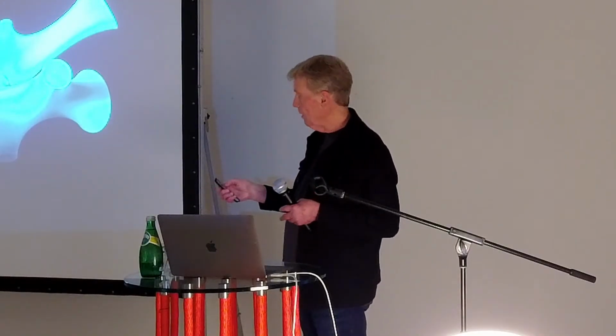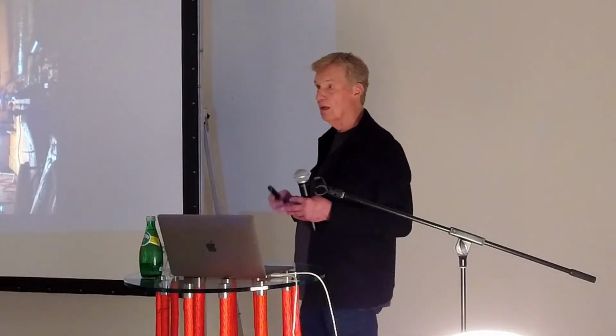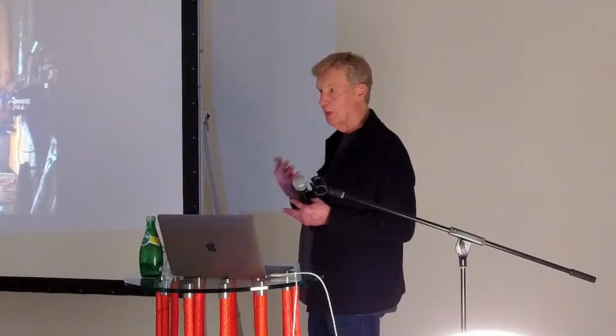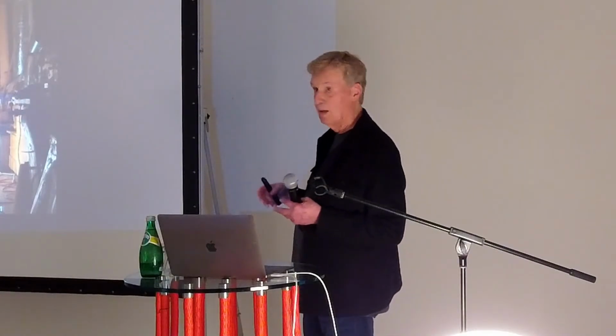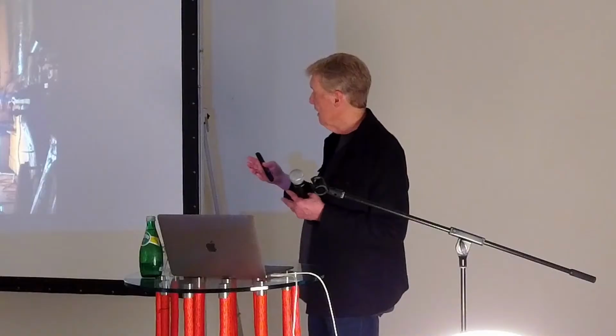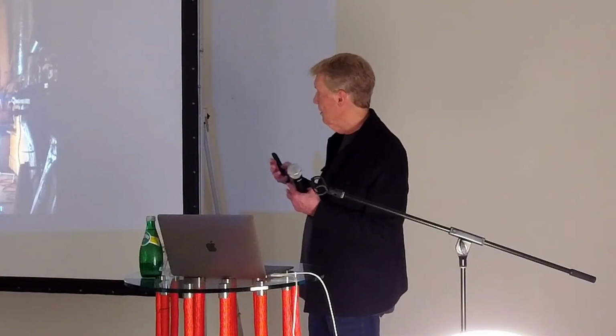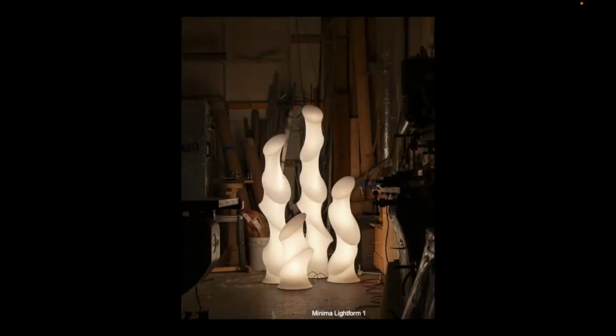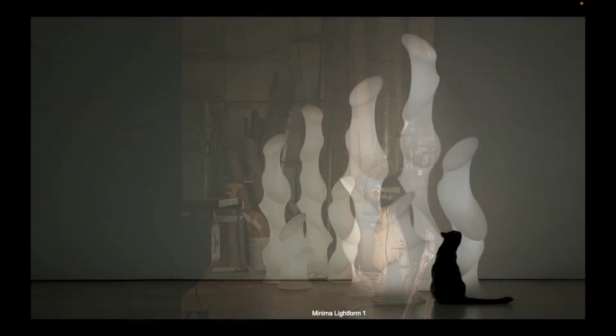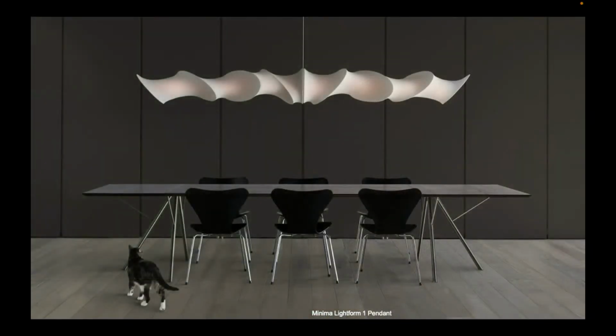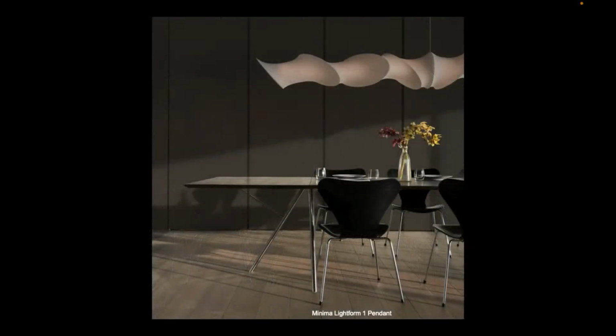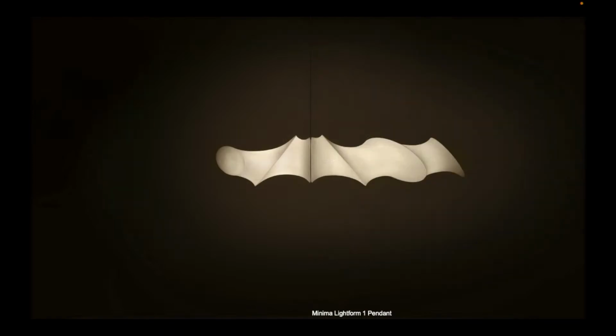What we're working with is not an elastic fabric. It's a permanently deformable material that we deform, and we place a composite material on top of that to create the glowing forms. So this is Minima Light Form 1, which is a floor light. This is Minima Light Form 1 pendant, which is upstairs by the bar. This is the biggest one, and the one upstairs is the smallest one. And here you see them all.